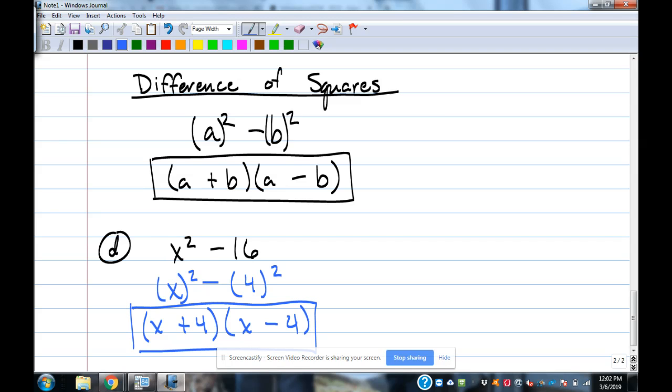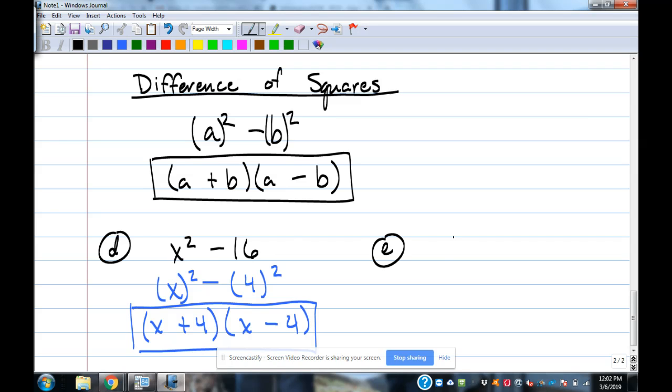It'll always factor as having the same thing in the front. So x squared would be x and x. 4 squared would be 4 and 4. One's a plus, one's a minus. Always going to be that shortcut. One's a plus and one's a minus if it's a difference of squares.